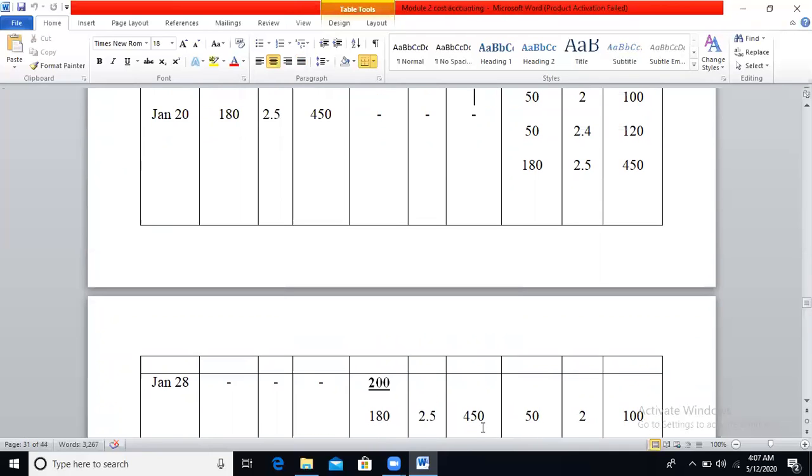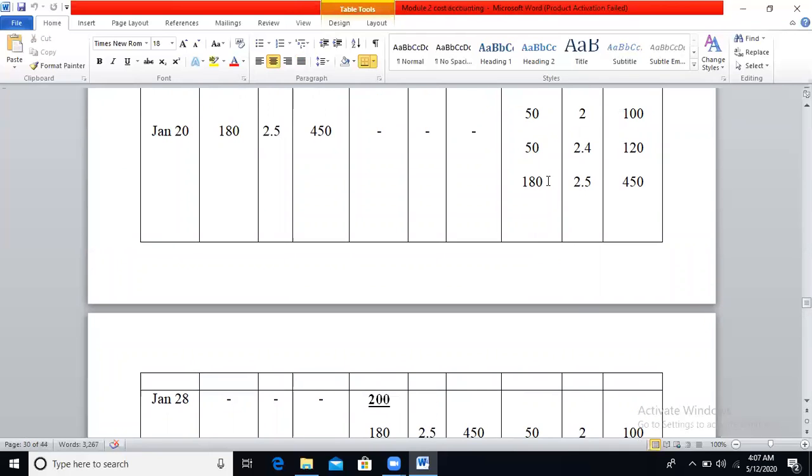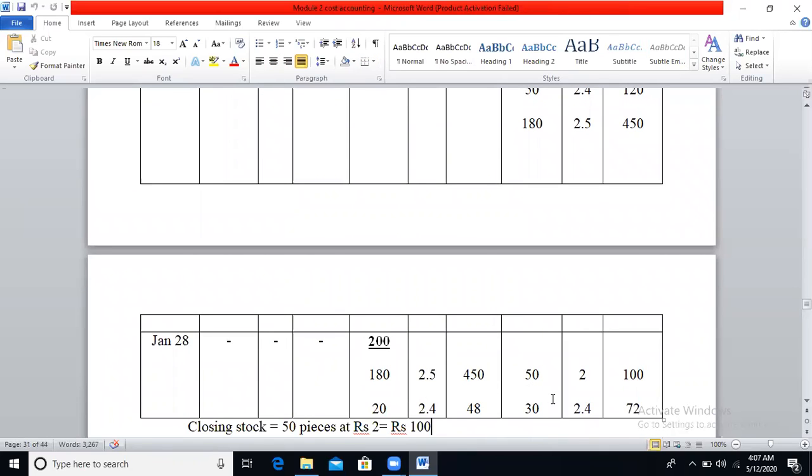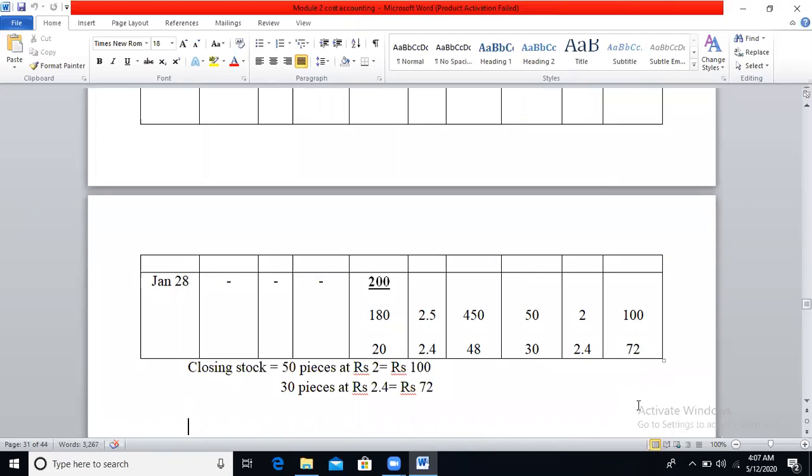Now the balance will be, the units under 180 will be completely issued. Now we are having only these two balances. Still we have the balance of 50 units at the rate of 2 rupees, 100, and out of this 50, we have already issued 20 units. So the remaining balance will be 30 units at the rate of 2.4. So 30 into 2.4, you will get 72. The closing balance or closing stock will be 50 pieces at the rate of 2 rupees, you will get 100, and 30 pieces at the rate of 2.4, you will get 72.